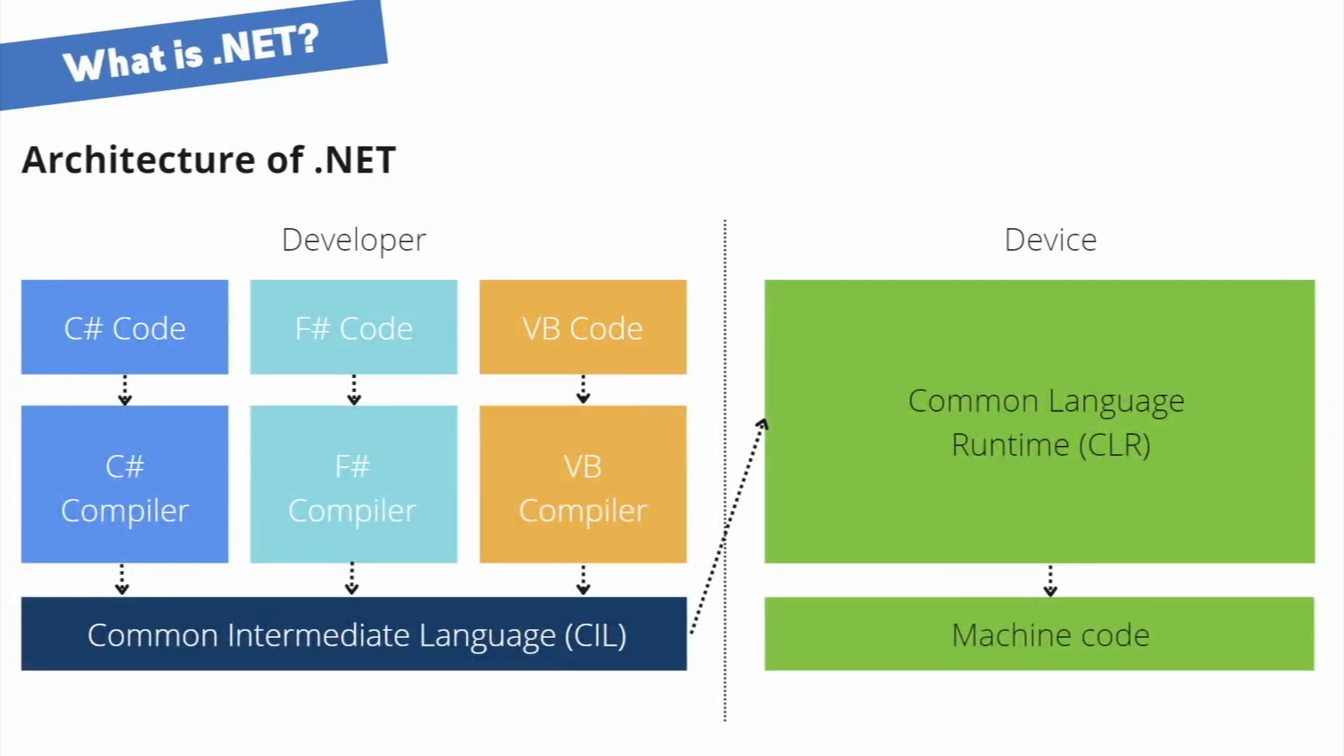instead of JavaScript, we have the common intermediate language, and instead of the browser, we have the common language runtime, CLR. The CLR can interpret the common intermediate language and turn it into machine code at runtime. It's a small piece of software that enables a device to understand and run .NET applications. This concept allows us .NET developers to use the programming language we prefer, for example C#, to develop fast and reliable applications that can run on different devices using different operating systems and CPU architectures.